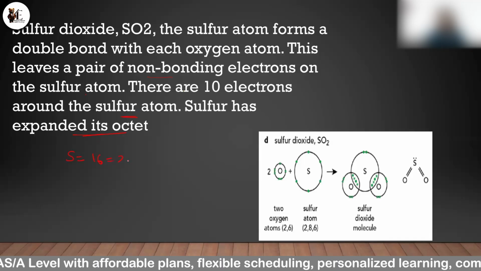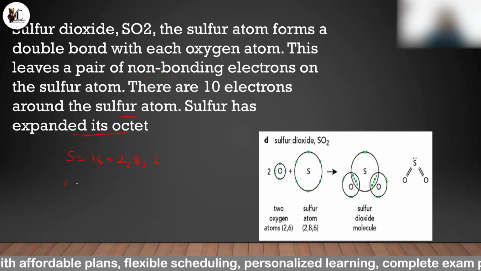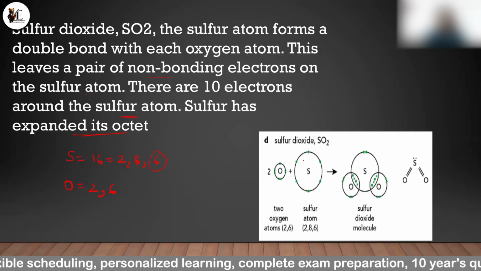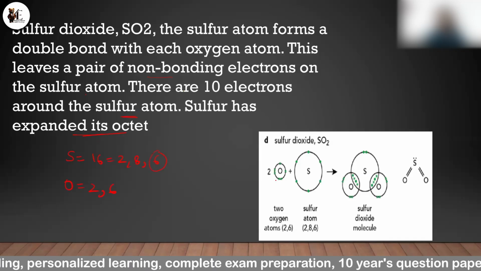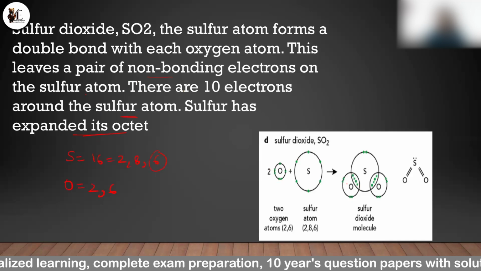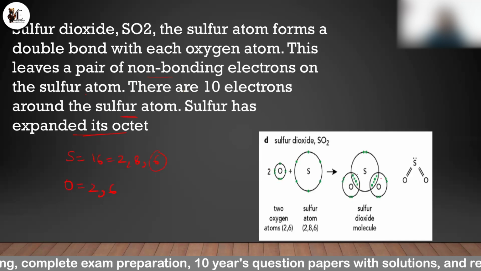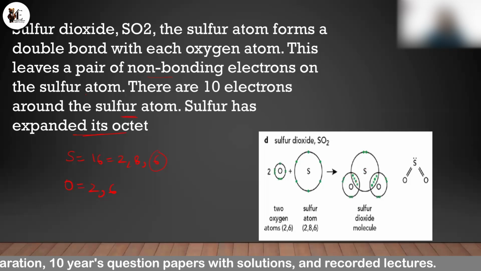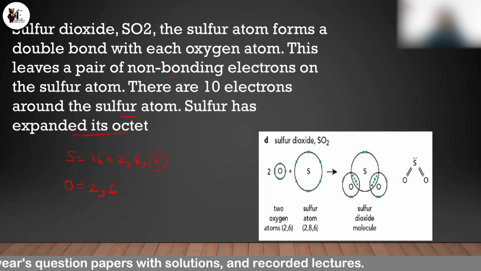Write down the electronic configuration: 2, 8, 6 for sulfur, and for oxygen it is 2, 6. So you have to make 6 valence electrons around sulfur and 6 electrons around oxygen. Oxygen will share its 2 electrons with sulfur to complete its octet, and sulfur will share its 4 electrons with the oxygen. That means 2 shared pairs of electrons.